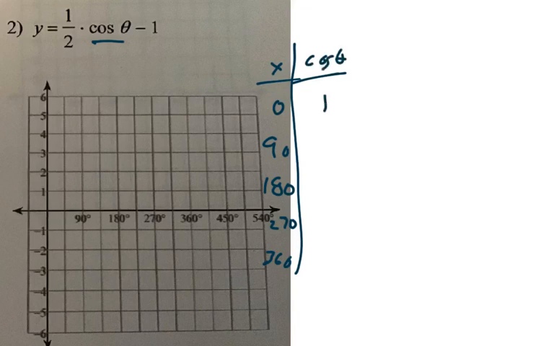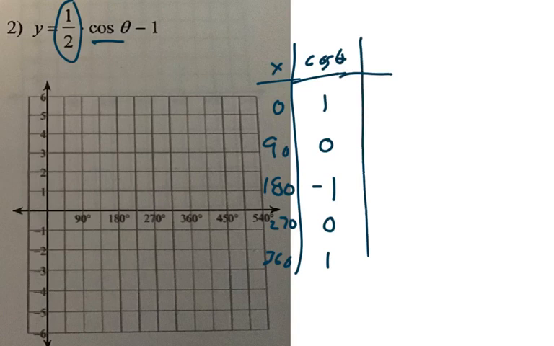So cosine of 0 is 1 again. Cosine 90 is 0. Cosine of 180 is negative 1. Cosine of 270 is 0. Cosine of 360 is 1 again. Now this wants us to do 1/2. So we're going to do 1/2 of cosine theta.